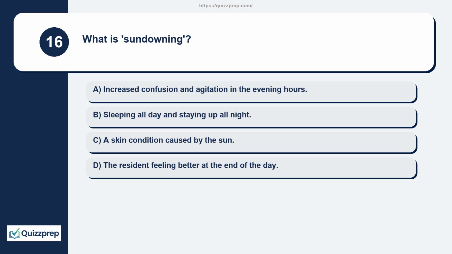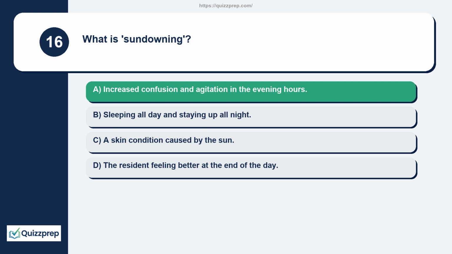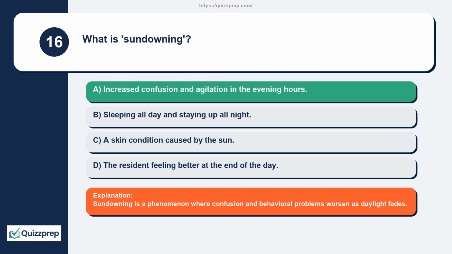Question 16. What is sundowning? Increased confusion and agitation in the evening hours. Sleeping all day and staying up all night. A skin condition caused by the sun. The resident feeling better at the end of the day. Sundowning is a phenomenon where confusion and behavioral problems worsen as daylight fades.